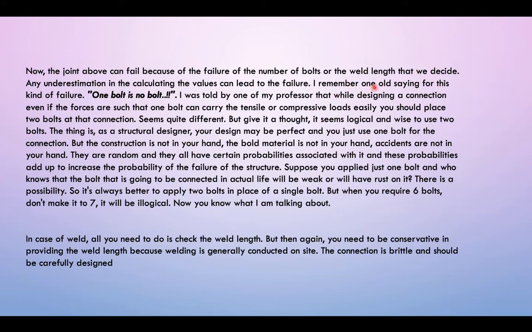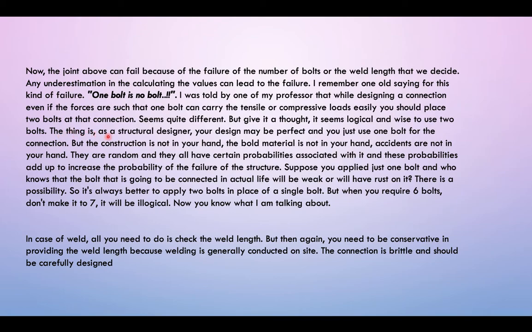I remember one old saying for this kind of failure: one bolt is no bolt. I was told by one of my professors that while designing a connection, even if the forces are such that one bolt can easily carry the tension or compressive loads, you should place two bolts at that connection. It seems quite different, but it gives a thought. It seems logical and wise to use two bolts.